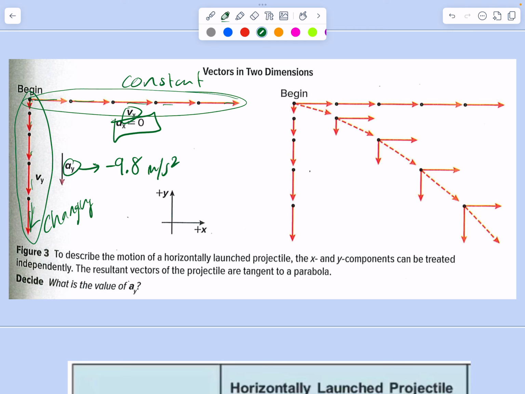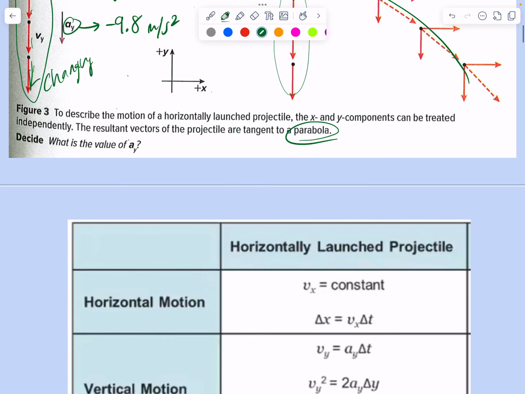The result of having a difference in our vertical and horizontal velocities is that you end up with these types of vectors, which create that parabolic shape that gives it that nice curve. And that was the overall thing we talked about.